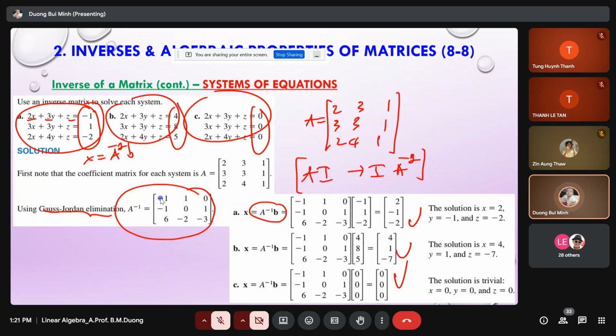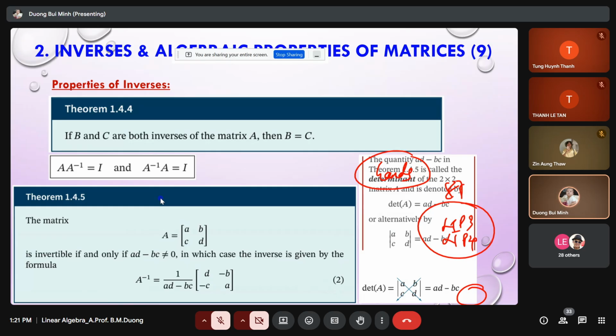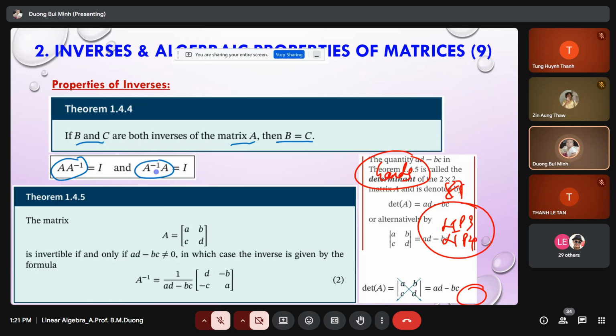And we also have some examples, right? We have the properties of inverse. If B and C are both inverses of the matrix A, then B equals C. A times the inverse of A, or the inverse of A times A, is the identity matrix.